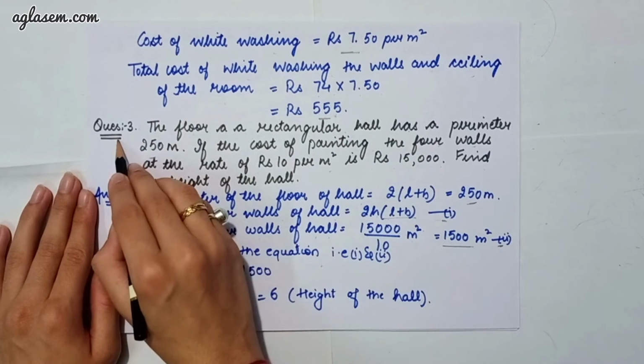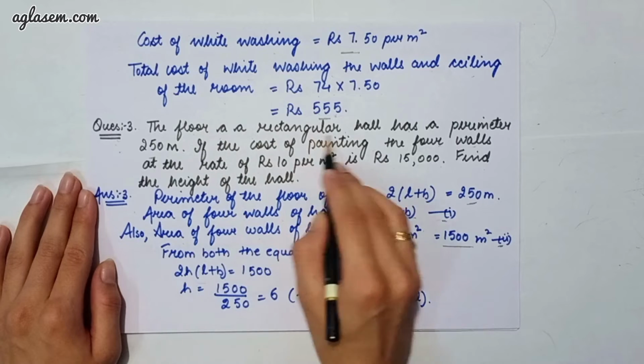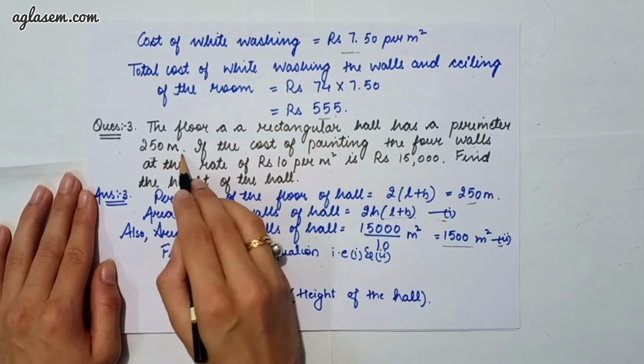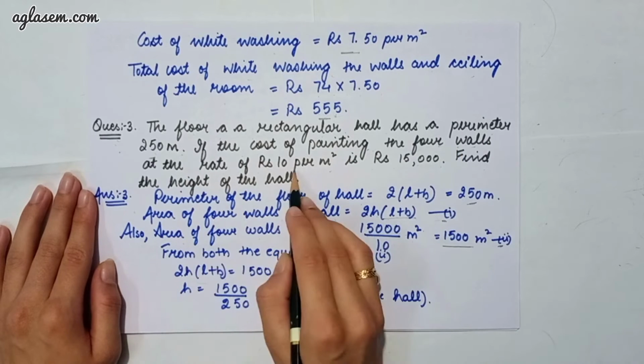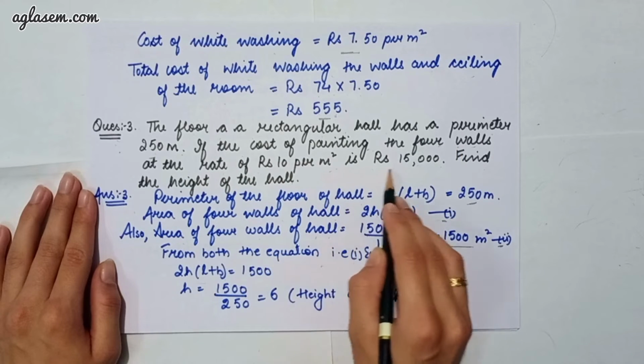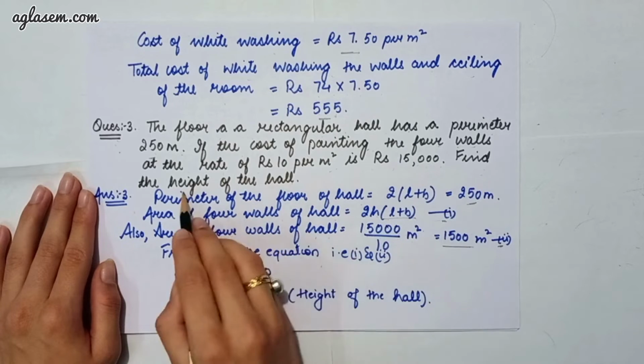Moving to our third question, which says the floor of a rectangular hall has a perimeter 250 meter. If the cost of painting the 4 walls at the rate of rupees 10 per meter square is rupees 15,000, find the height of the hall.